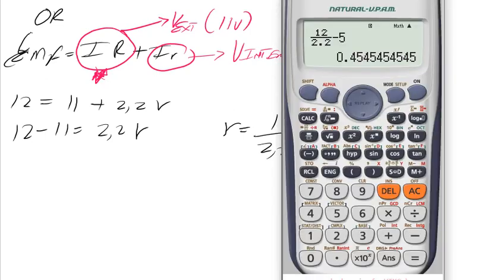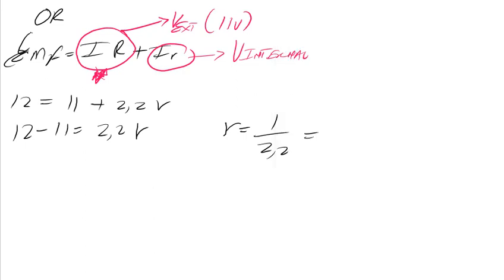If you punch this on the calculator, 1 divided by 2.2, you're going to get the same answer, 0.45. And that's how you do that question. Remember to write the ohms. So it will depend on what you're given.